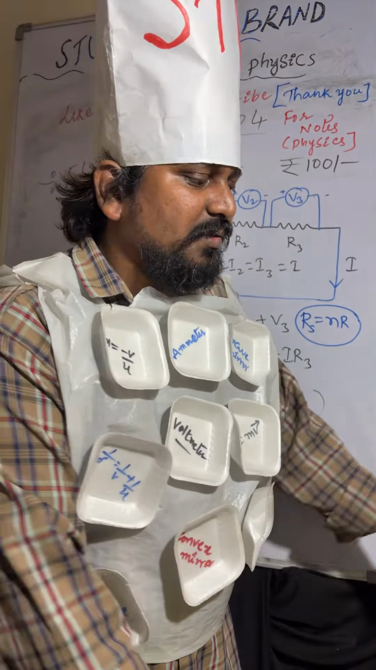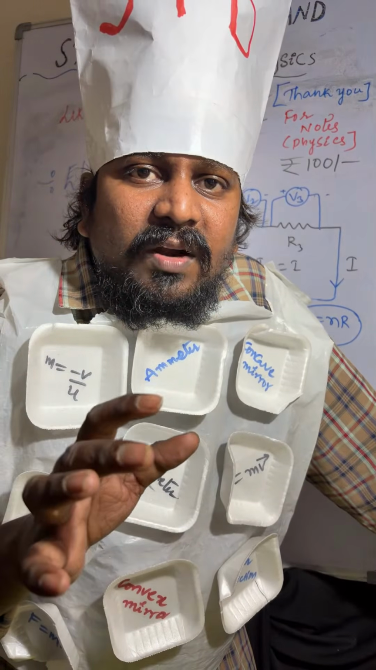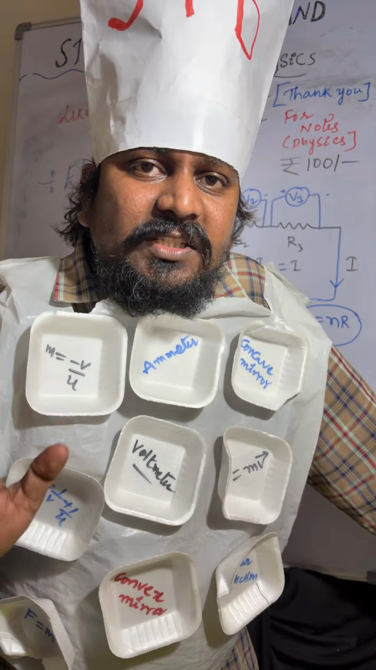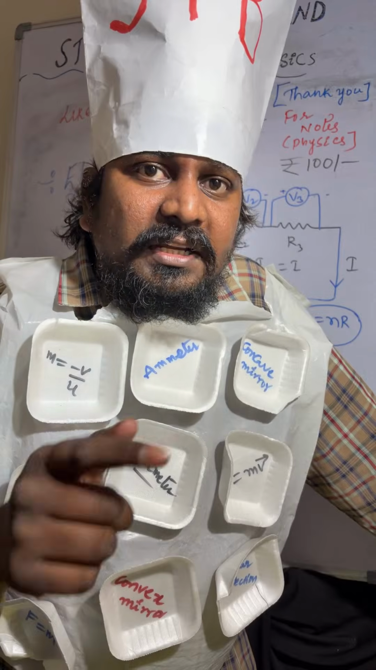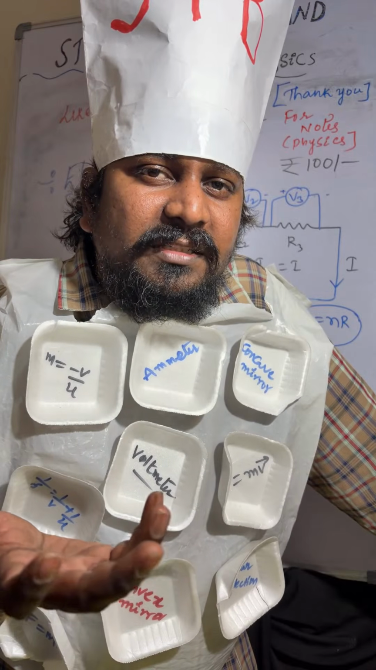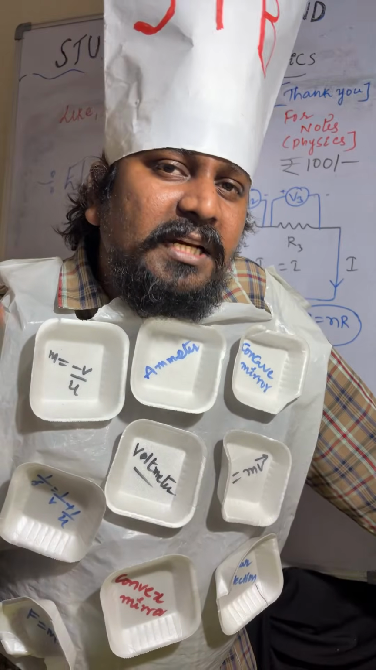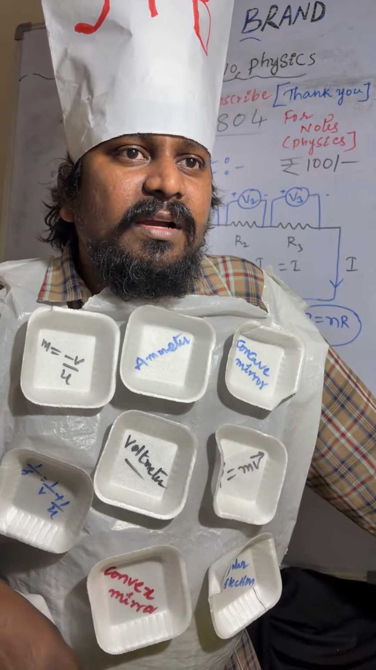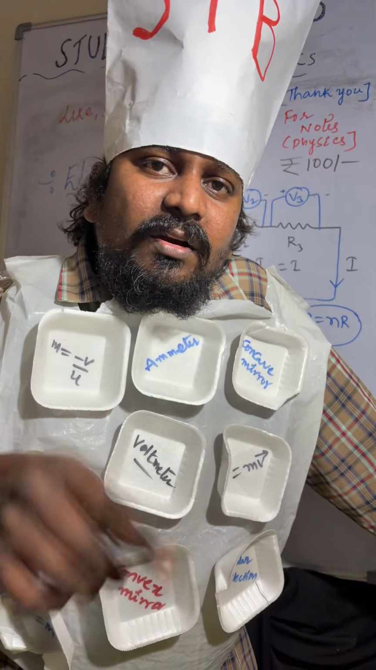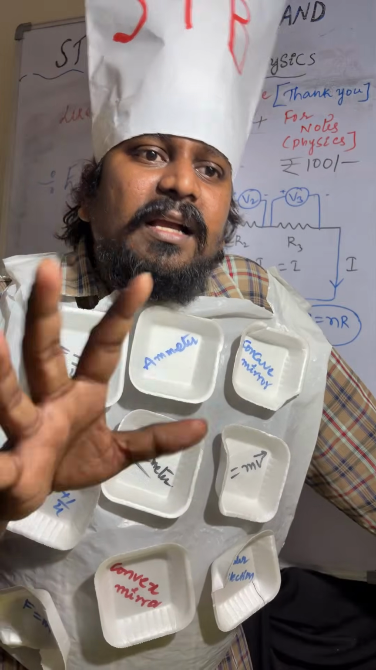So one point here: the physical quantity which is constant in series combination, what is it? That is current. Throughout the circuit current is the same.